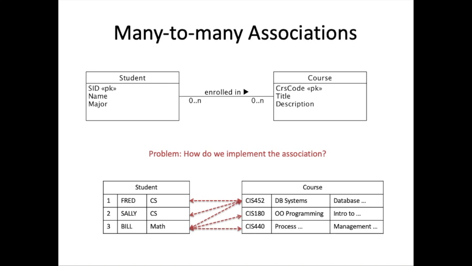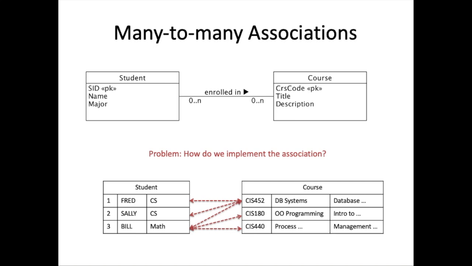And Fred and Sally are both taking CIS 452, and that's the only course that either Fred or Sally are taking. And on the other hand, CIS 452, in addition to Sally and Fred being in that course, Bill is also taking CIS 452. And Bill is also enrolled in CIS 180 and CIS 440. And kind of a lot of computer science courses for a math major, I guess, but anyway.